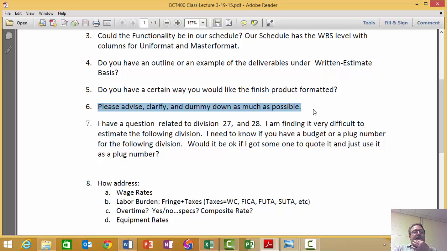That's, and I'm not making fun of this. Please advise, clarify, and dumb me down as much as possible. I just want to say that, maybe just the fact that I dissect it and give different parts of an estimate names doesn't make it any more difficult. It may just be an impression. But I'm not giving you anything that's not industry standard.